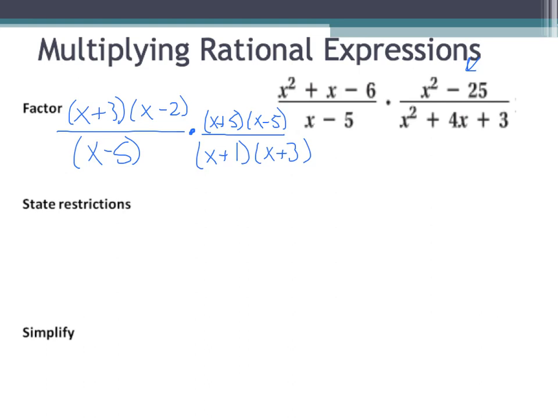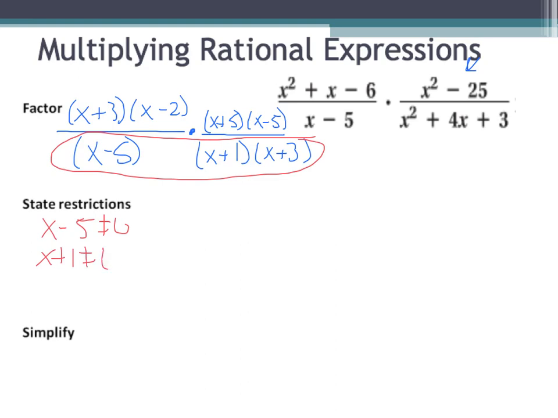Now when I state my restrictions, whenever you have a fraction, the bottom cannot be 0. So in this case, I actually have 3 different restrictions, because nothing on the bottom can be 0. So x minus 5 cannot be 0. X plus 1 cannot be 0. And x plus 3 should not be 0. So my 3 restrictions that I have: x cannot be 5. It also cannot be negative 1. It also cannot be negative 3. And that's how I solve those problems.